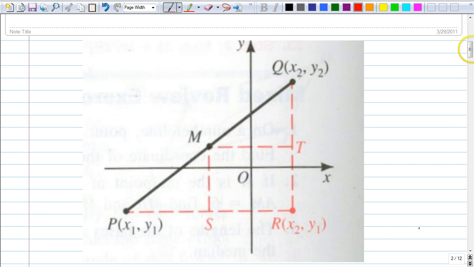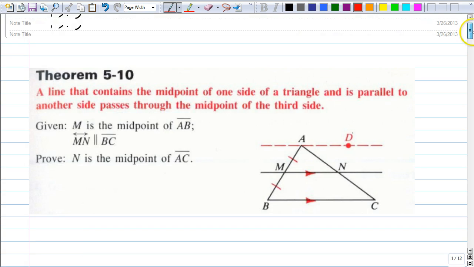Let me remind you of this theorem. Let's see if you remember this. Who remembers? Somebody read this for us. How about Jonathan? Can you read this for us? The line that contains the midpoint of one side of a triangle and is parallel to another side passes through the midpoint of the third side.